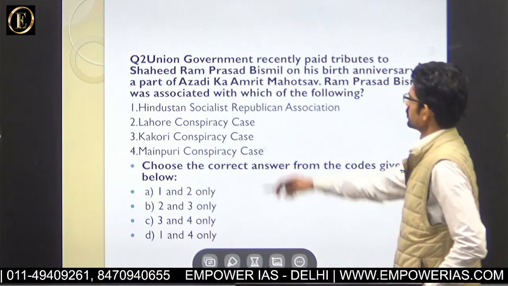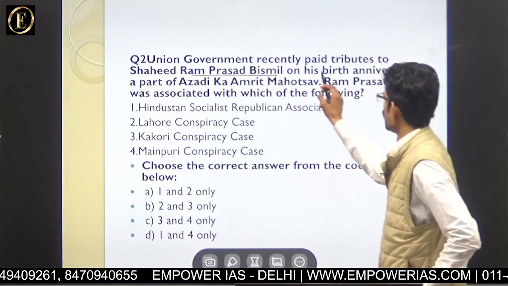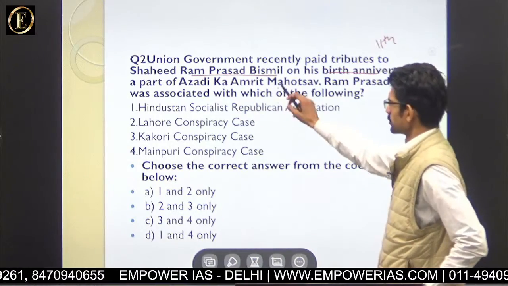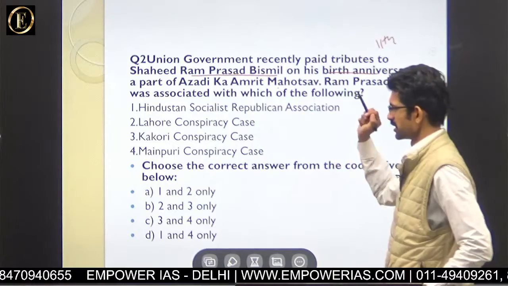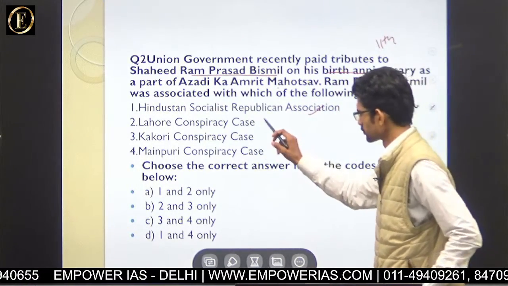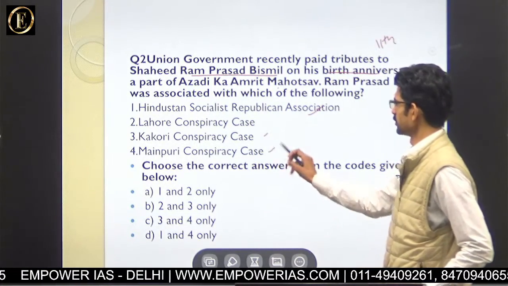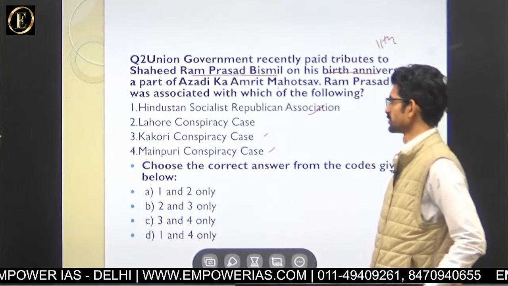Next question: the Union government recently paid tribute to Shahid Ram Prasad Bismil on his birth anniversary on 11th June under Azadi Ka Amrit Mahotsav. So with which of the following was he associated? Hindustan Socialist Republican Association, Lahore conspiracy case, Kakori conspiracy case and Mainpuri conspiracy case. So write the correct answer in the comment box.